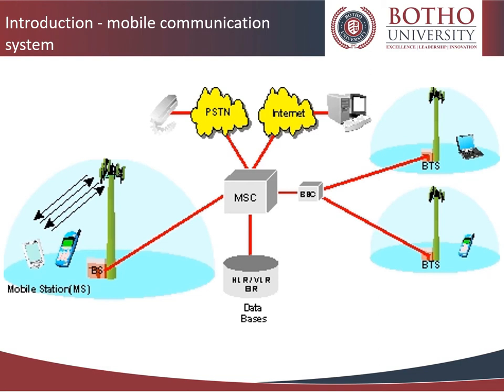A mobile phone, also called a mobile cellular network, a cell phone or hand phone, is an example of mobile communication. It is an electric device used for full duplex two-way radio telecommunication over a cellular network of base stations known as a cell site.